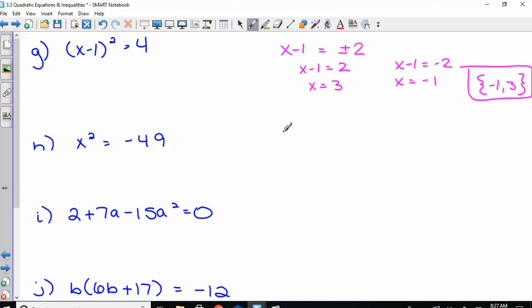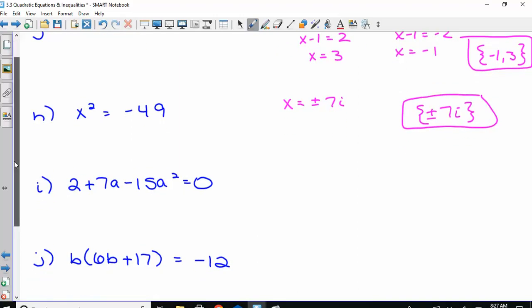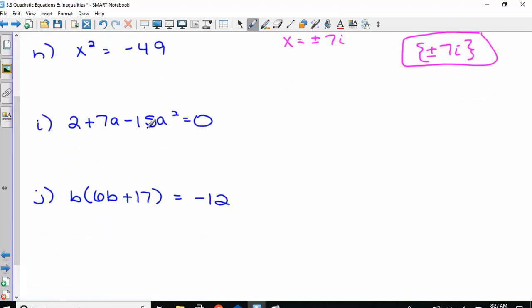This one, what did you do? Square root. What's the square root of negative 49? 7i. All right, and nothing else to do there. So we have positive and negative 7i. All right, what'd you do on this one?